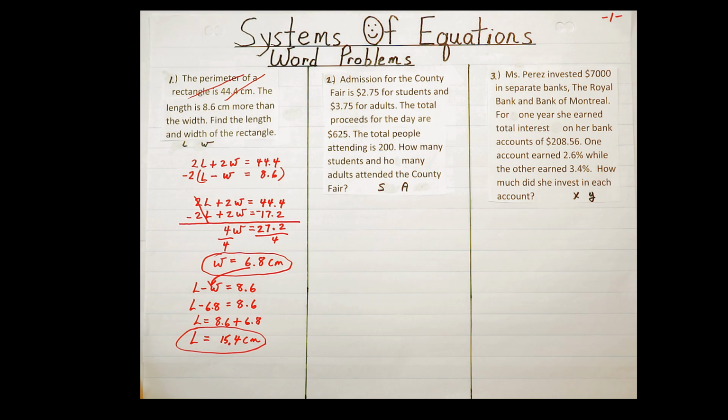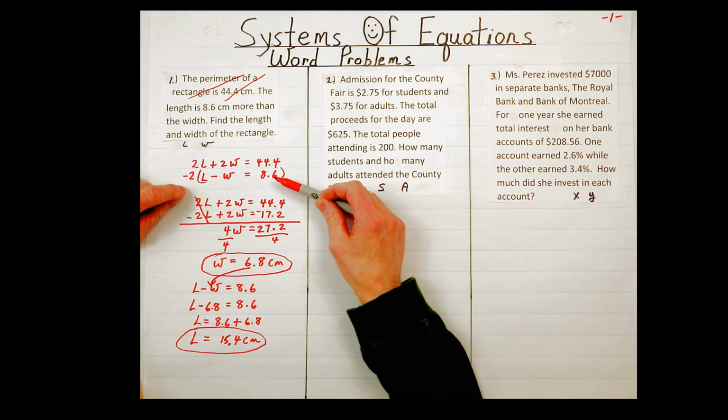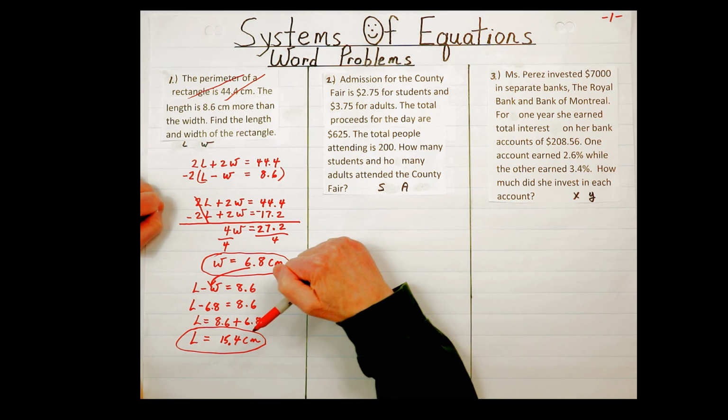Okay, so that's the first question. Why was this one a little bit easier? Because it incorporated something that you already knew. 2L plus 2W is the perimeter. And then we just subtracted L take away W to get 8.6. So I hope that was straightforward.